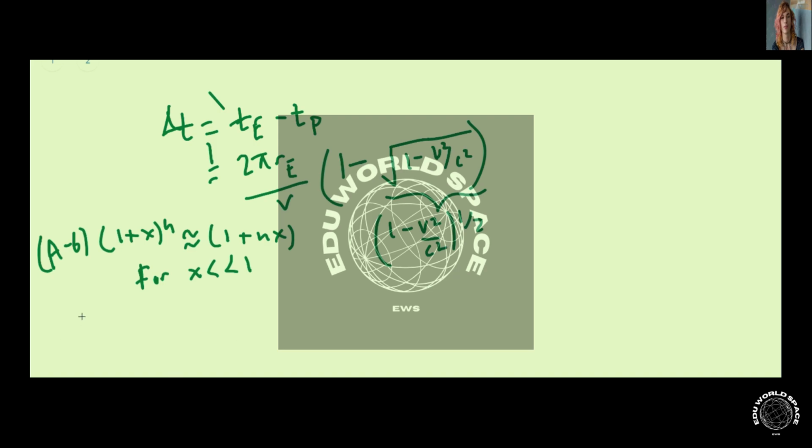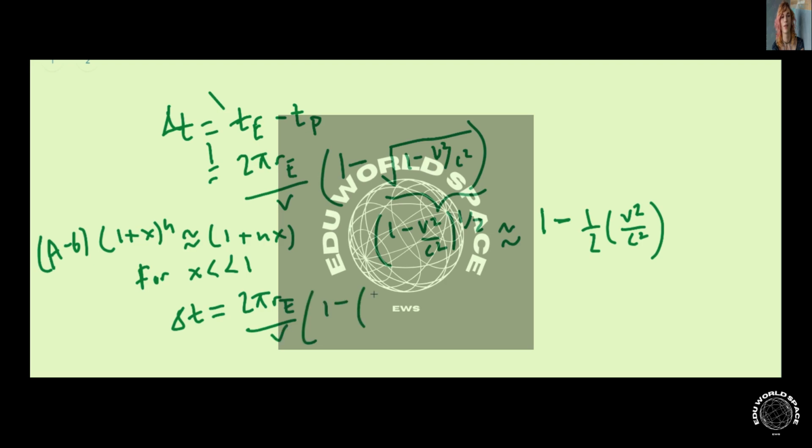C is 3 times 10 to the 8 meters per second, and v is just 1,300 kilometers per hour. So this number is a very small number, so x is much less than 1. So this comes out to approximately 1 minus 1/2 times v squared over c squared. So this means that delta t is, again, 2 pi r e over v times, in parentheses, 1 minus 1 minus 1/2 v squared over c squared.